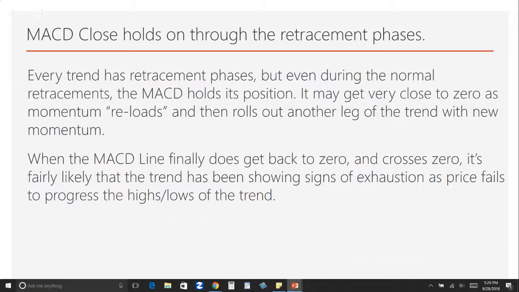All right, so the MACD close holds on through the retracement phases. Every trend has retracement phases, but even during the normal retracements, the MACD holds its position. Now, the MACD may come back and come very close to zero, and that's normal. That's what it's supposed to do as momentum is reloading, and then it's ready to roll out another leg of the trend with new momentum. So even if the MACD is coming towards zero, I don't panic about the trend ending. I just know that every trend moves with this ebb and flow of trend continuation, trend retracement, trend continuation, trend retracement.